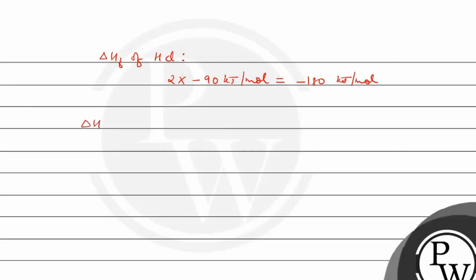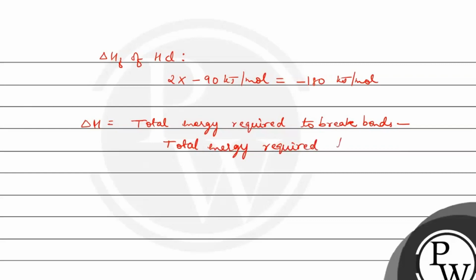So now we can write delta H is equal to total energy required to break bonds. So we are breaking bonds of the reactants, minus total energy required to form bonds. So bond is formed at the product side. So let's substitute the values here.